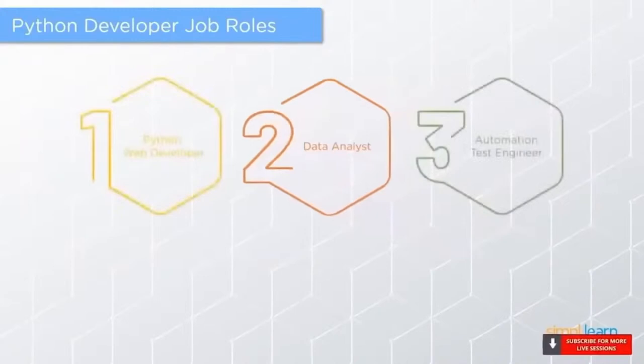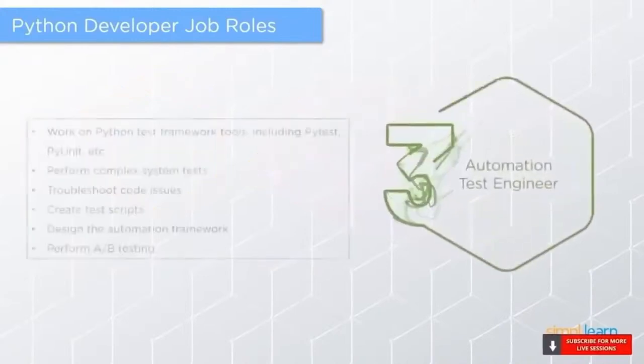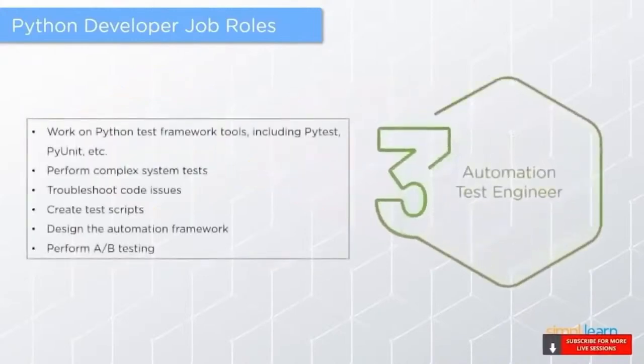The next job role is automation test engineer. An automation test engineer usually works on Python test framework tools including PyTest and PyUnit, performs complex system tests, troubleshoots code issues, creates test scripts, designs the automation framework, and performs A/B testing.